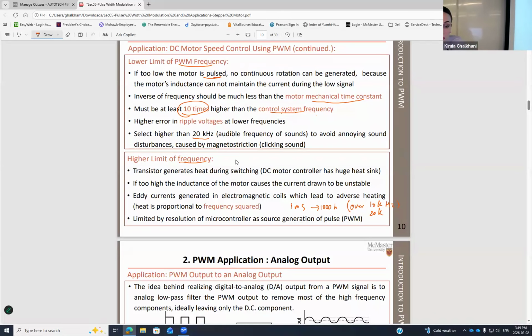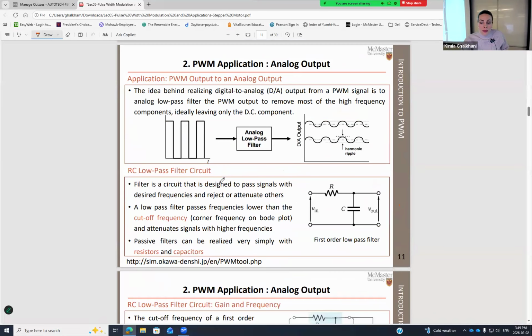Now, let's look at this part, which is how we can generate an analog signal using the PWM. We want our output to be an analog signal.